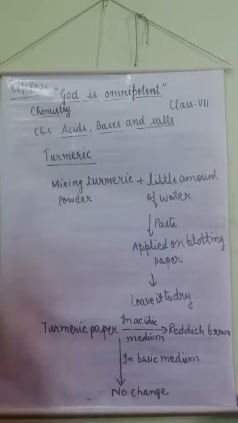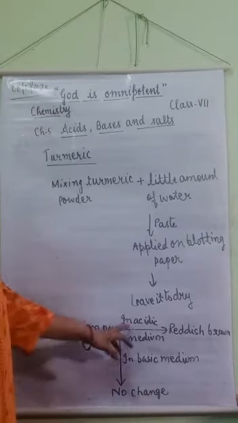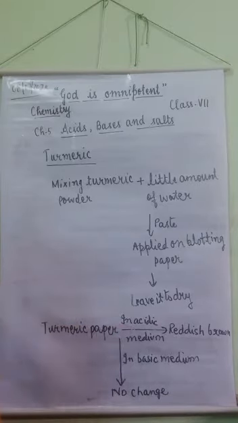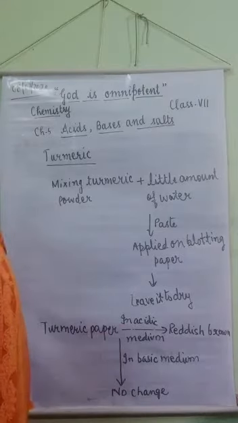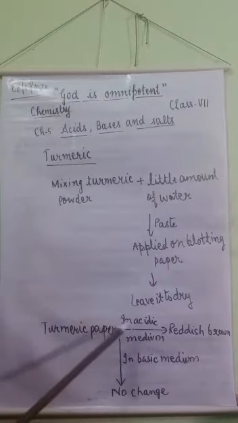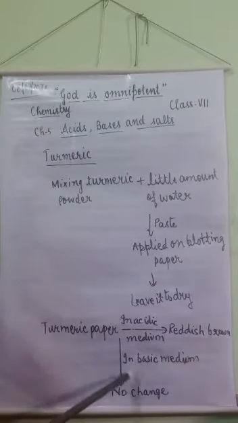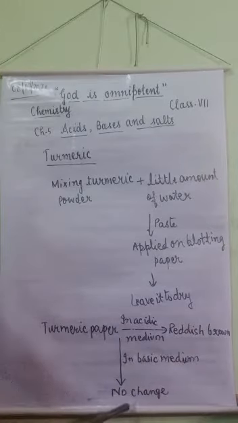Now how can we check with turmeric paper whether a given substance is acidic or basic? When we dip turmeric paper in a basic medium, it turns reddish brown. But in an acidic medium, there is no change in color. Means there is no effect in acidic medium.